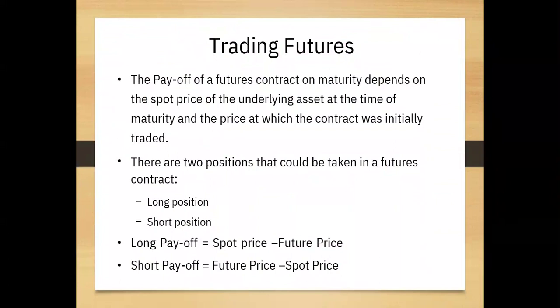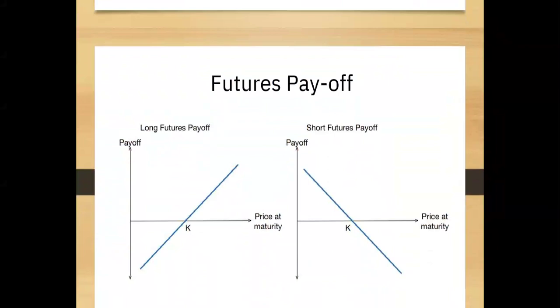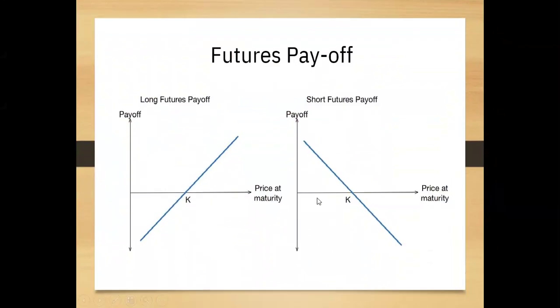Even in futures, there will be a long position and a short position. Long means buy, short means sell. Long payoff: the spot price exceeds the future price. Short payoff: the future price exceeds the spot price. These are the different things. Price at maturity will be like this, long payoff will be like this, and short payoff will be like this.